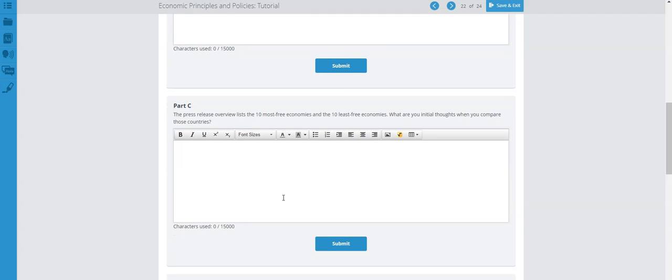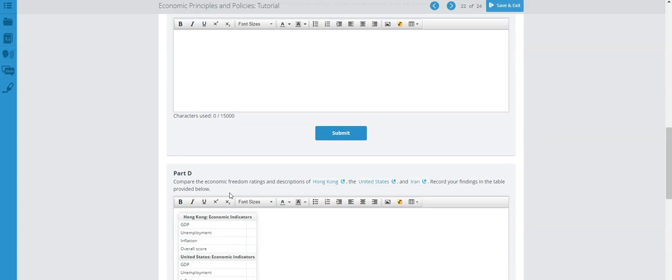Part C says, the press release overview lists the 10 most free economies and 10 least free economies. What are your initial thoughts when you compare the countries? Right here, it's your own opinion. You're providing an opinion based on what you were reading before, and give us a couple of sentences to describe and answer the question. If you can, always provide evidence when you're answering a question.